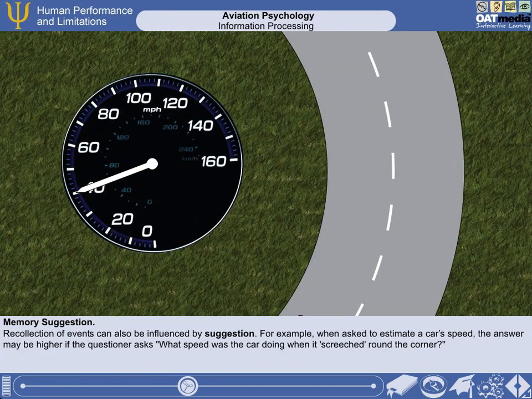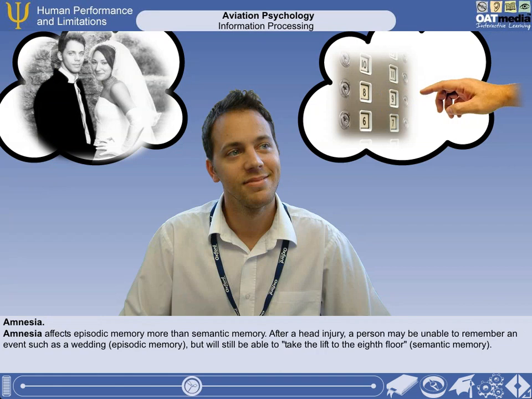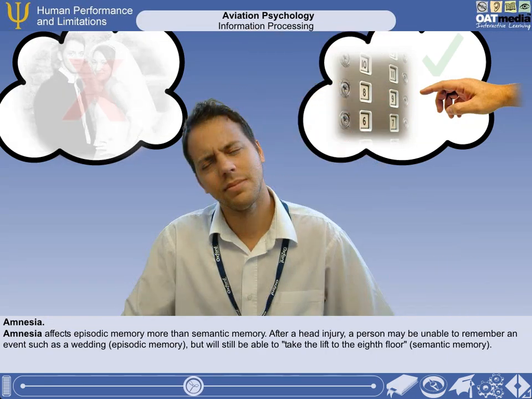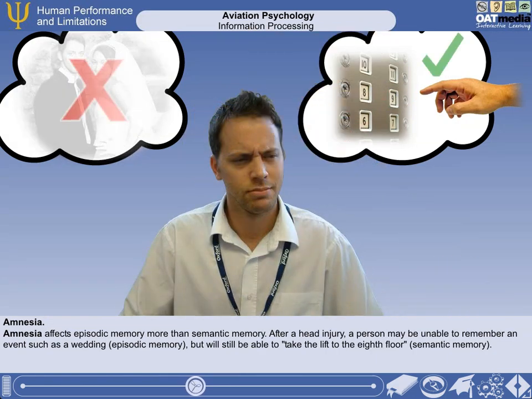Recollection of events can also be influenced by suggestion. For example, when asked to estimate a car's speed, the answer may be higher if the questioner asks, "What speed was the car doing when it screeched round the corner?" Amnesia affects episodic memory more than semantic memory. After a head injury, a person may be unable to remember an event, such as a wedding (episodic memory), but will still be able to take the lift to the 8th floor (semantic memory).